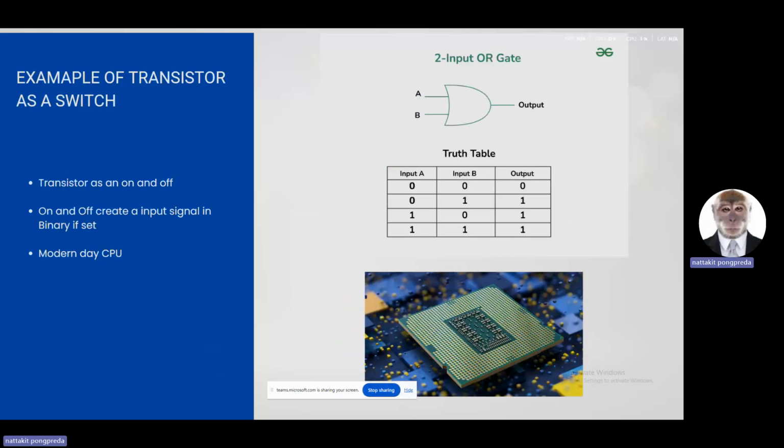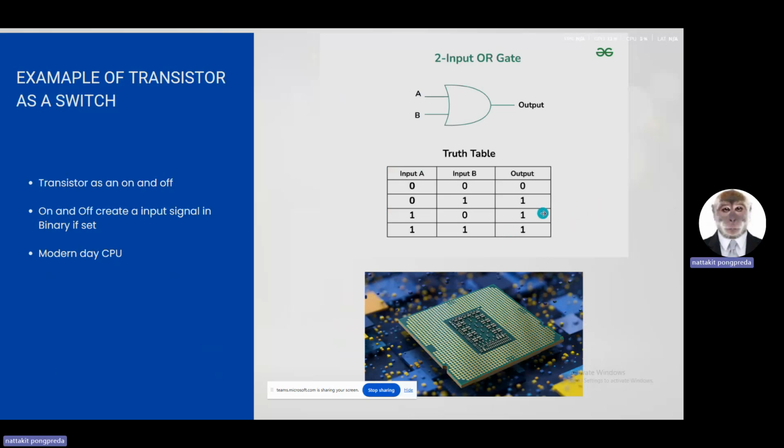An example of a transistor as a switch. A transistor acts as an on and off switch. It can either be off or on. If it is in both states, it would be an amplifier. And an on and off switch creates an input signal that is binary.